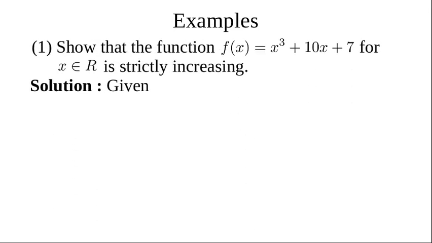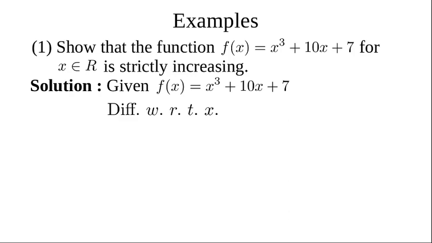Show that the function f of x equal to x cube plus 10x plus 7 is strictly increasing for x belonging to R. That means x belongs to a set of real numbers. So we are given that f of x equal to x cube plus 10x plus 7. Differentiate with respect to x. F dash of x equal to 3x square plus 10.